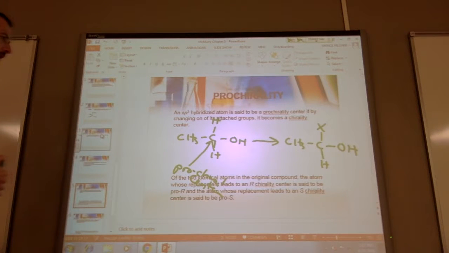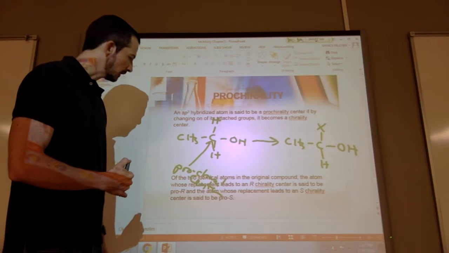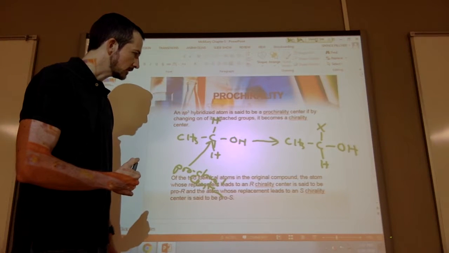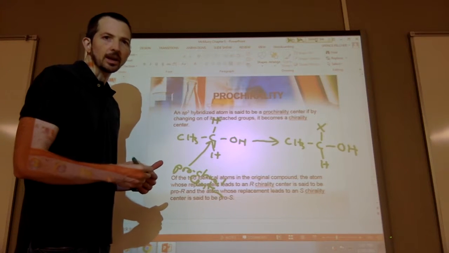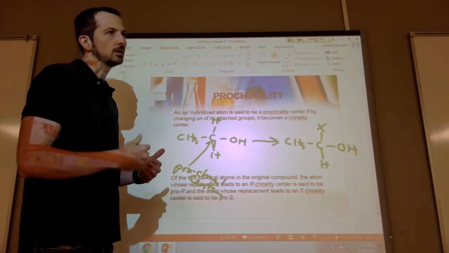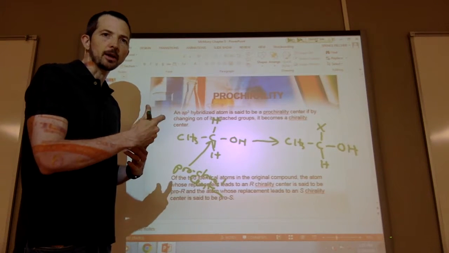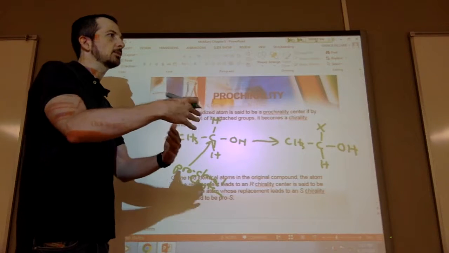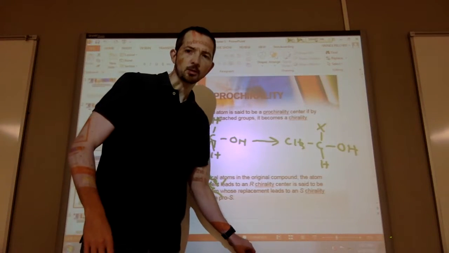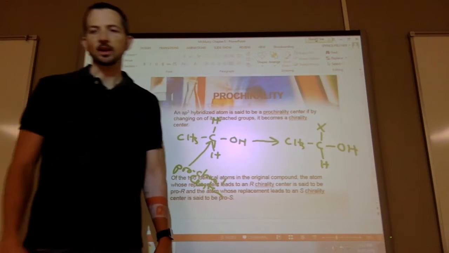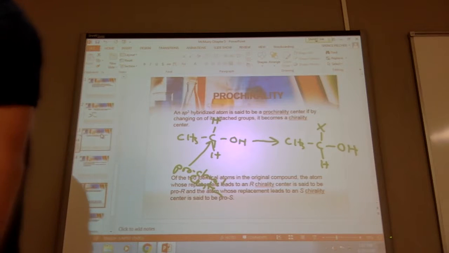Of the two identical atoms in the original compound, the atom whose replacement leads to an R chiral center is said to be pro-R, and the atom whose replacement leads to an S chiral center is said to be pro-S. To do this, when you replace it, you look at it as being just a step above hydrogen, like a deuterium atom. So it's below all other atoms, just above hydrogen in terms of assigning priorities. Let's go ahead and look at some problems.